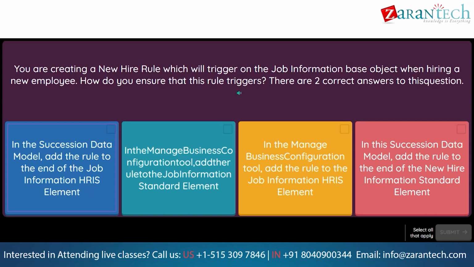Option 1, in the succession data model, add the rule to the end of the job information HRIS element. Option 2, in the manage business configuration tool, add the rule to the job information standard element. Option 3, in the manage business configuration tool, add the rule to the job information HRIS element. Option 4, in the succession data model, add the rule to the end of the new hire information standard element.